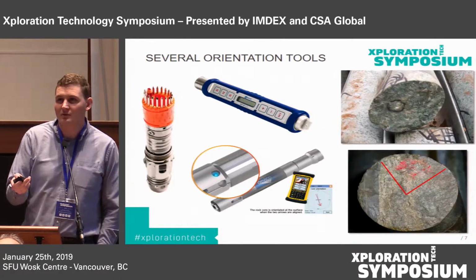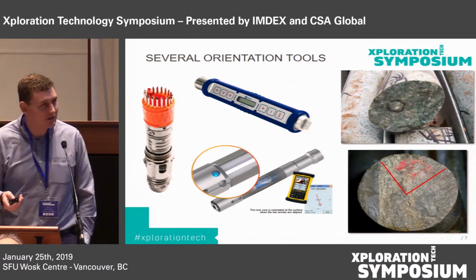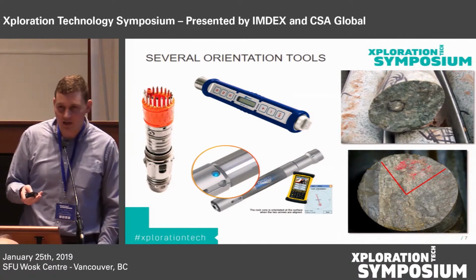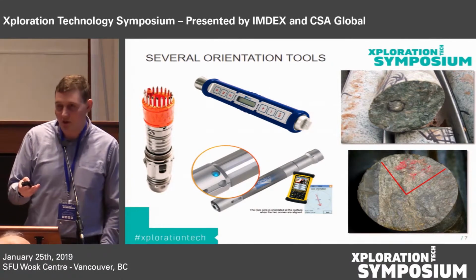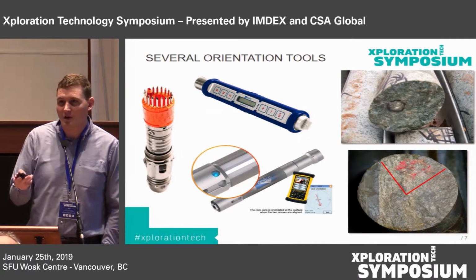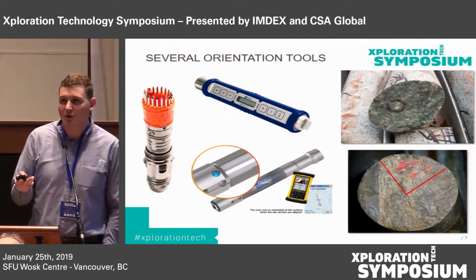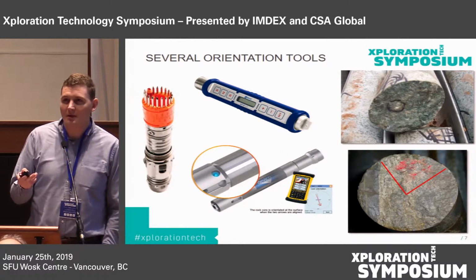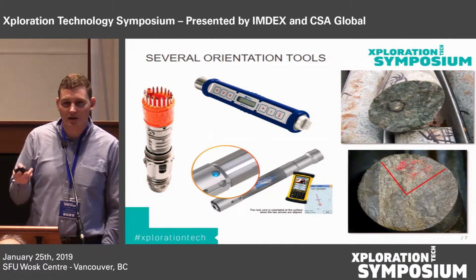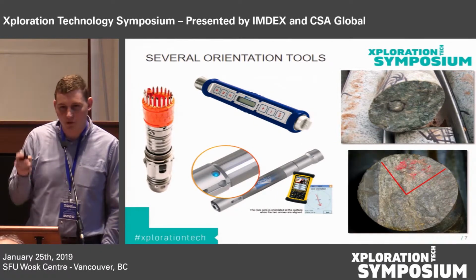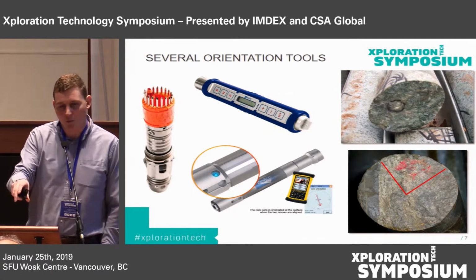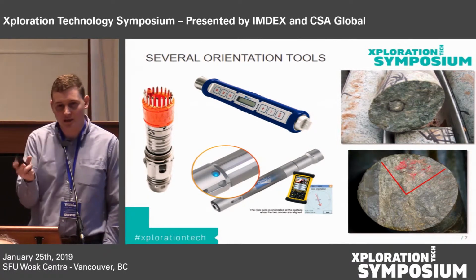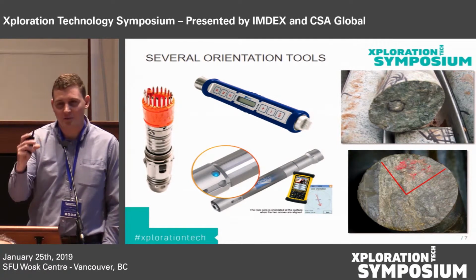So first of all, core orientation. There's a whole bunch of different orientation tools out there. Hopefully most people are using one of the modern things like a DeviCore or a Reflex ACT. These tools use accelerometers and time stamping technology to orient your drill core at the time of the core break, so that when you pull your barrel out, you know the exact orientation of that piece of drill core as it comes out.